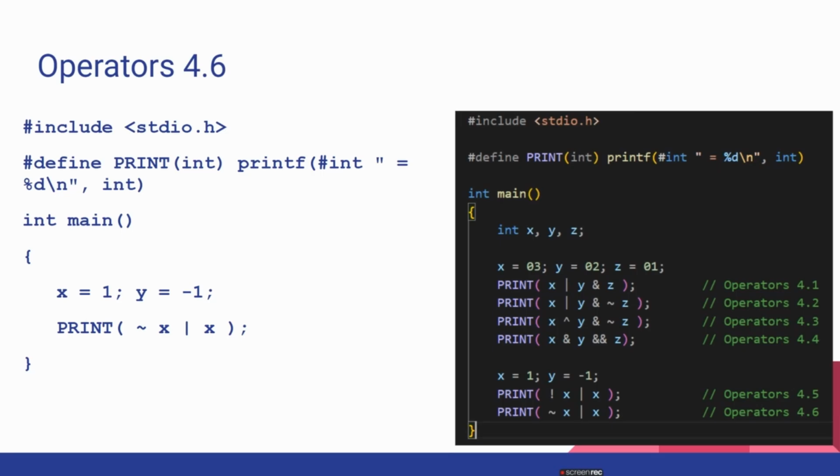In this video we're going to continue with operators 4.6, where we left off at operators 4.5. Here we have a new puzzle to solve, in this snippet of code. We have the macro print, the bitwise complement of x, bitwise OR with x. Again, using the print macro we've defined above the main function.